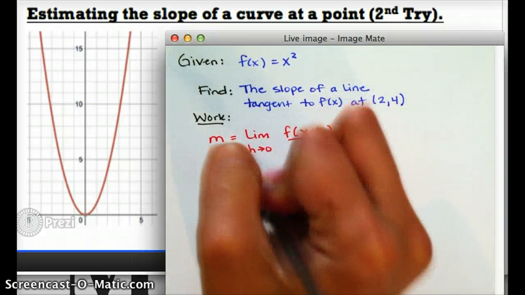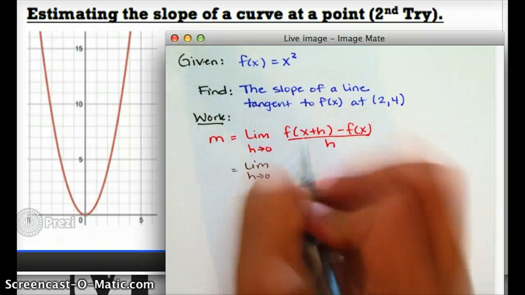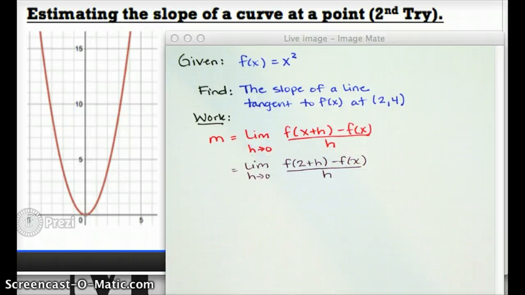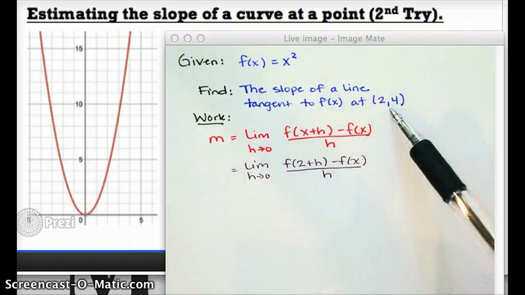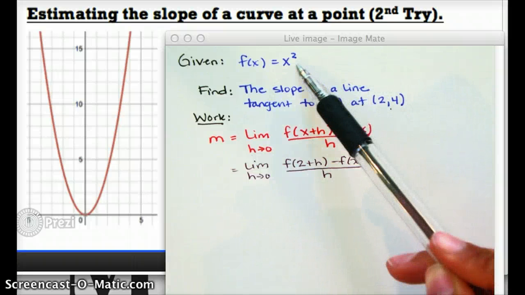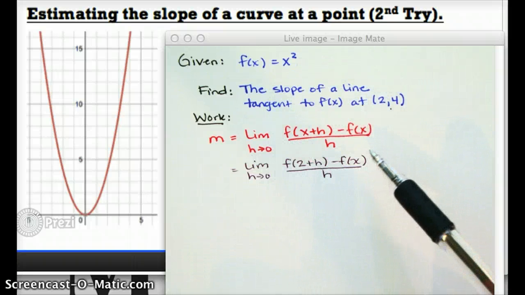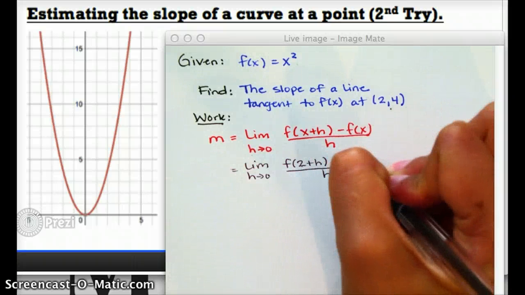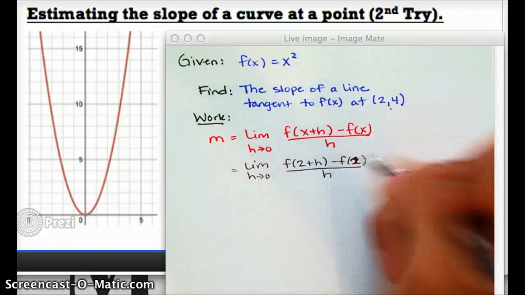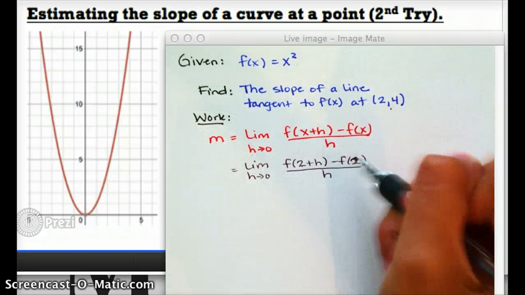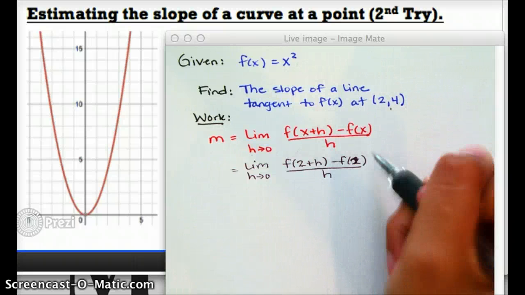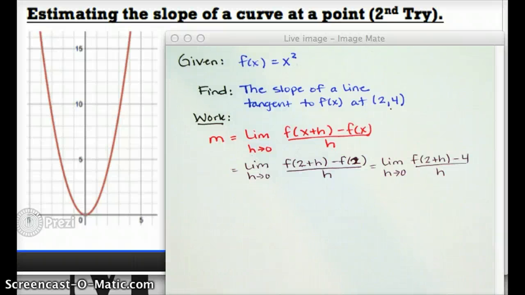In fact, I could rewrite the limit to look like this. Notice that that means if I wanted the tangent at a different point, even if I had the same function, I would have a totally different limit. Well, in fact, that x is 2, so is this one. And actually, f of 2, I know what that is. That's just the y value when I plug in 2. Well, the y value is 4. So I can simplify this even further. Instead of f of 2, I just write 4.